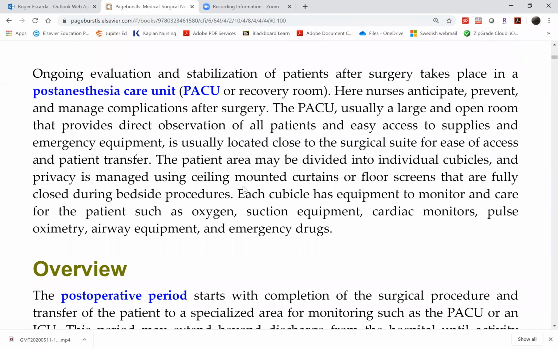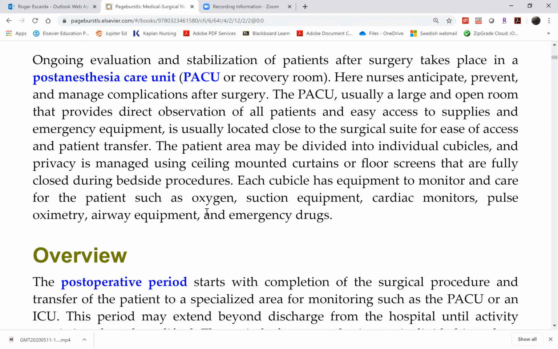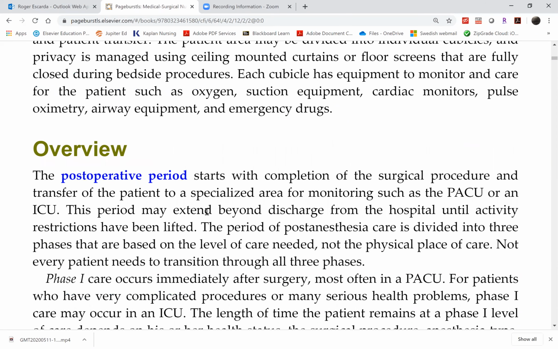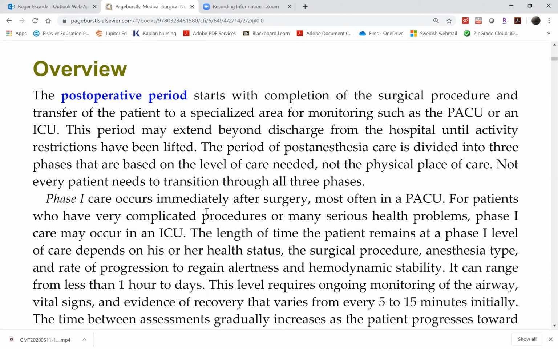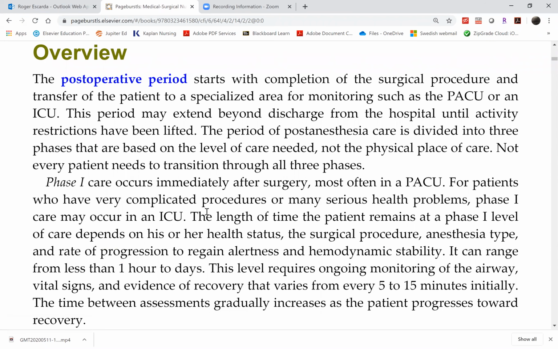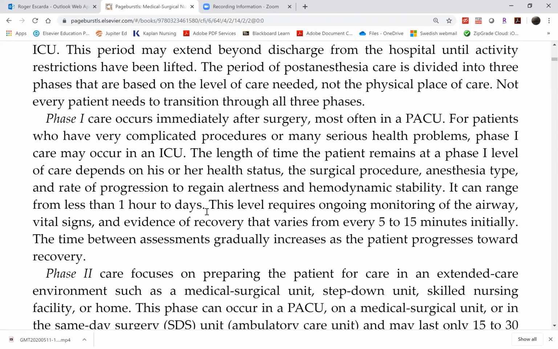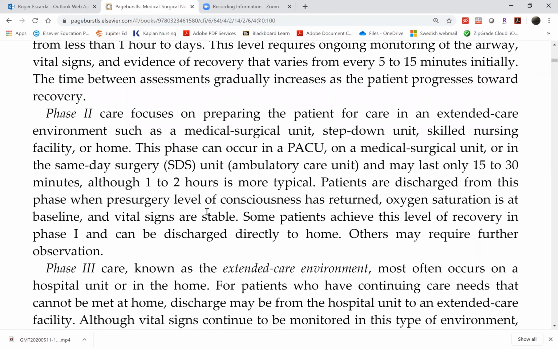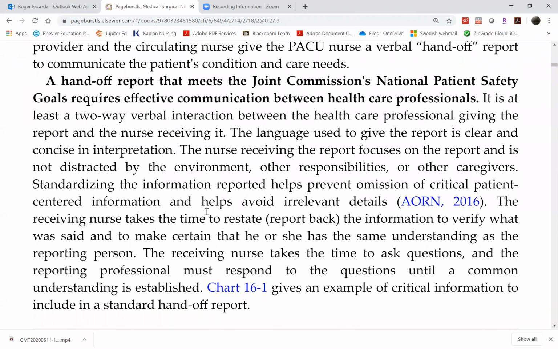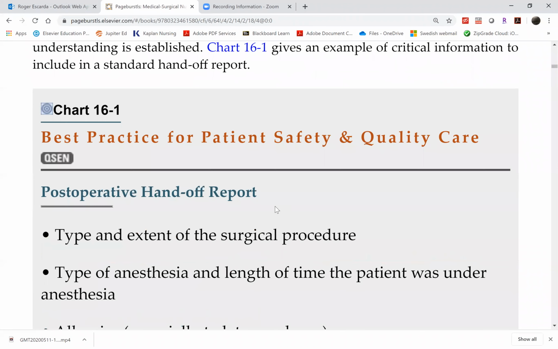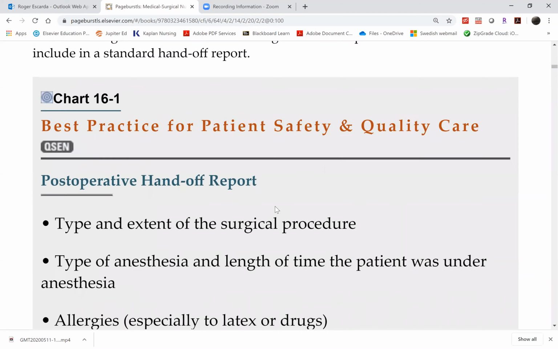So they're being monitored as far as how did they tolerate surgery? Are their vitals fine? Are there any immediate post-op complications that are critical? So the PACU nurse will do a whole body system assessment, and we will continue that when we get to the floor. So I'll get straight off to the testable part. First is the handoff report.